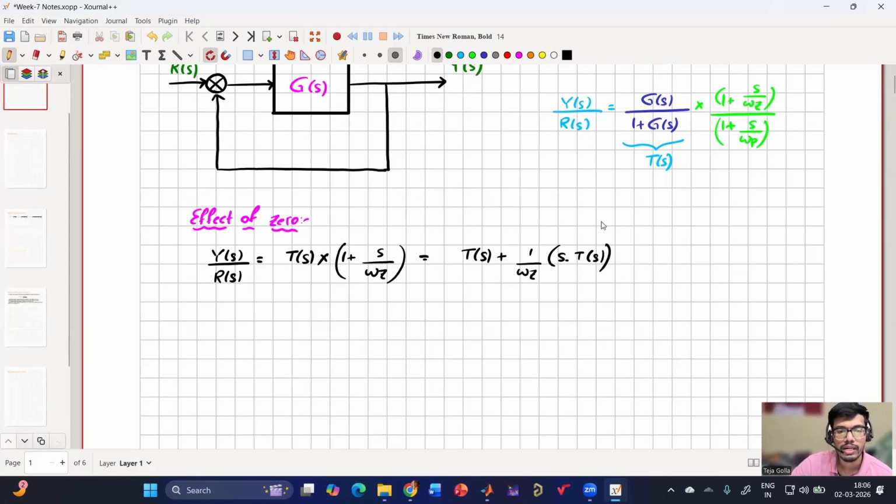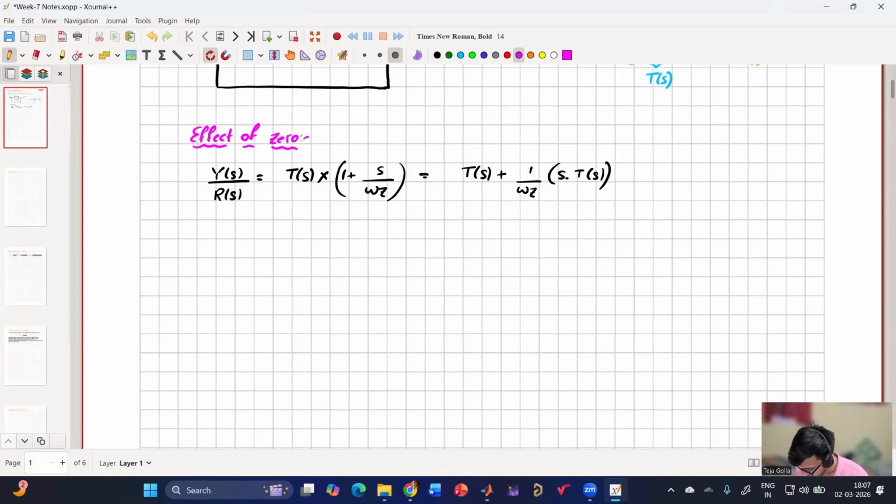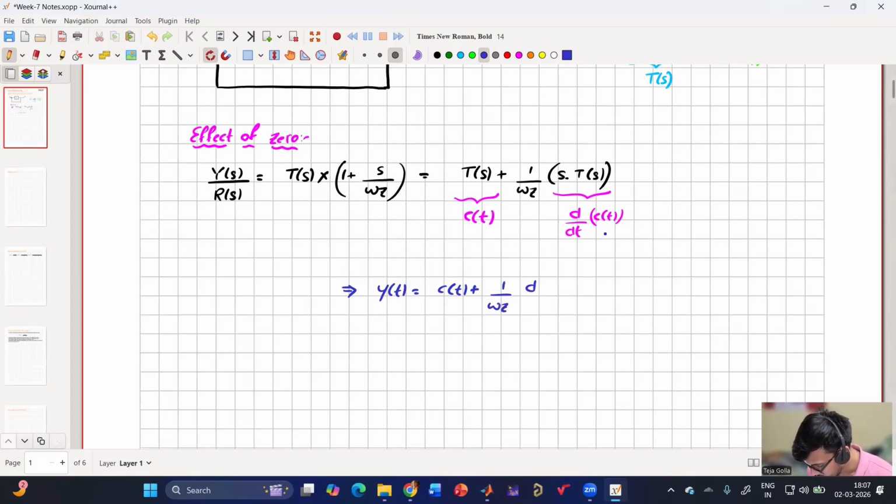Now you know that if my response is say c(t), when I do the inverse Laplace transform and the time domain expression is c(t), then s into T(s) will be d/dt of c(t). This is what we studied when we were discussing the Laplace transform. So now if my output is y(t), I get y(t) equal to c(t) + (1/ωz) into d/dt of c(t). This is my overall final expression that I get by adding the zero.